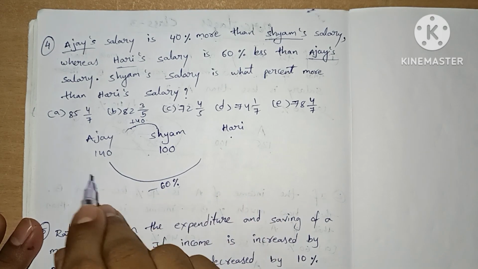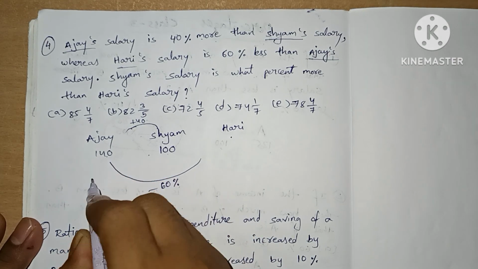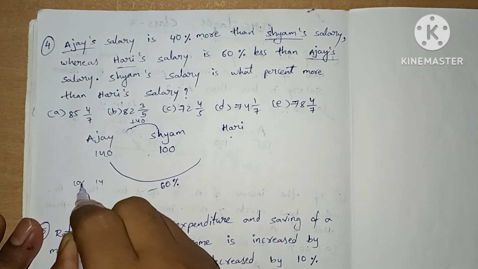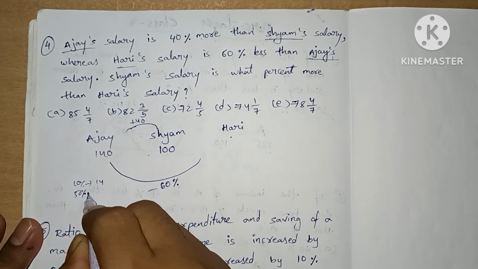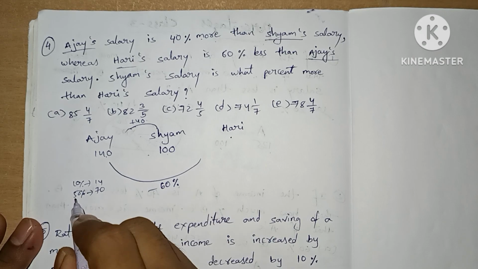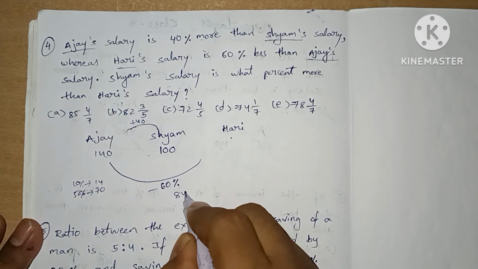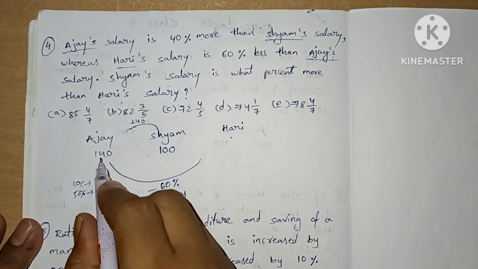60% less. What is 60% of 140? The 10% value is 14. We know the 50% value will be 70. So we need 60%, the sum of these two, which gives 84. So 60% of 140 will be 84.